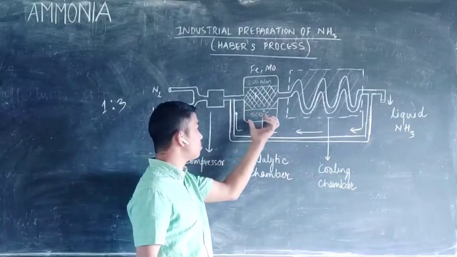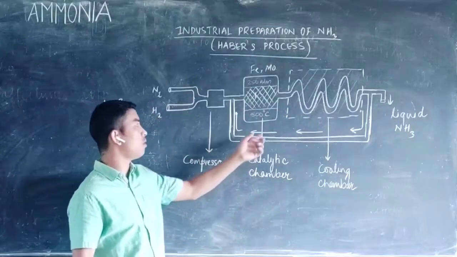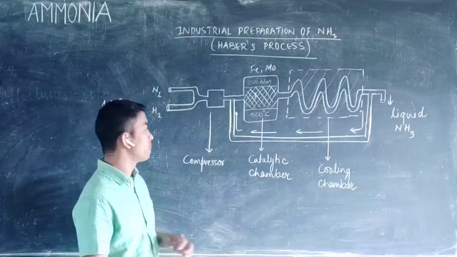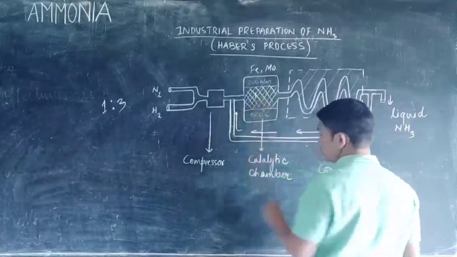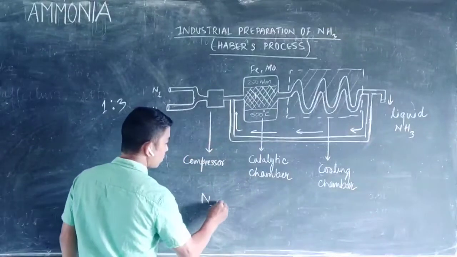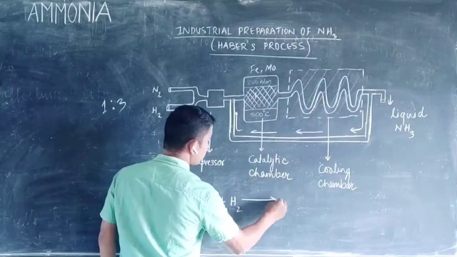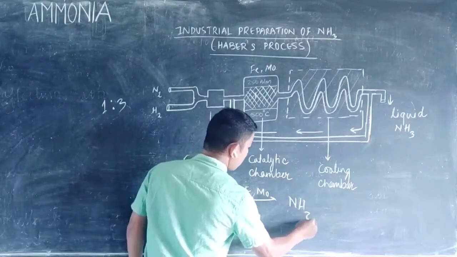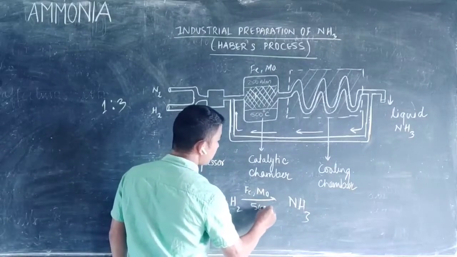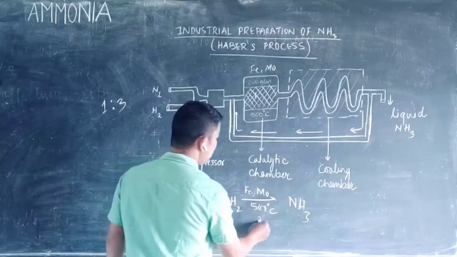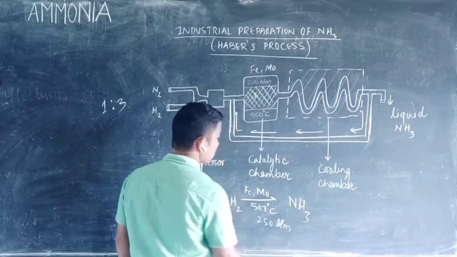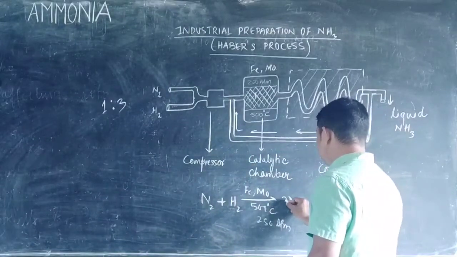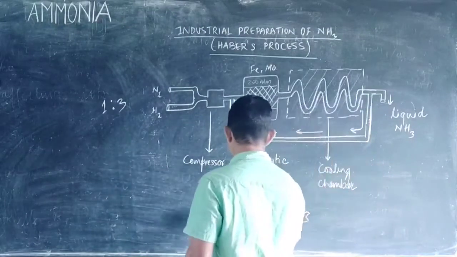This catalytic chamber is maintained at a constant temperature of about 500 degrees centigrade and also at 250 atmospheric pressure. Once it is compressed and heated, the reaction occurring is nitrogen when treated with hydrogen in the presence of iron and molybdenum gives ammonia. Okay, at around the temperature of 500 degrees centigrade and 250 atmospheric pressure. And thus we obtain the ammonia gas. Okay, so if I need to balance, I'll put 2 there, and then I'll write 3 here.